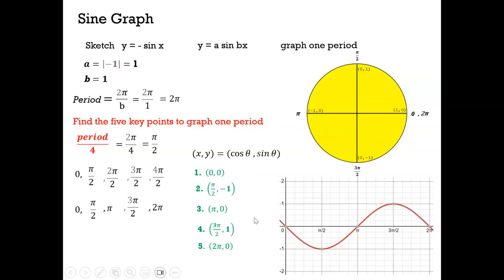Okay? So now, my first point is 0, 0. My second point is pi over 2, negative 1. My third point is pi, 0. My fourth point is 3 pi over 2, 1. And my fifth point is 2 pi, 0. So that's my graph.